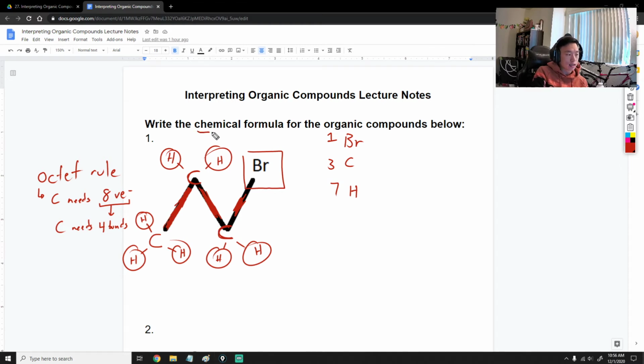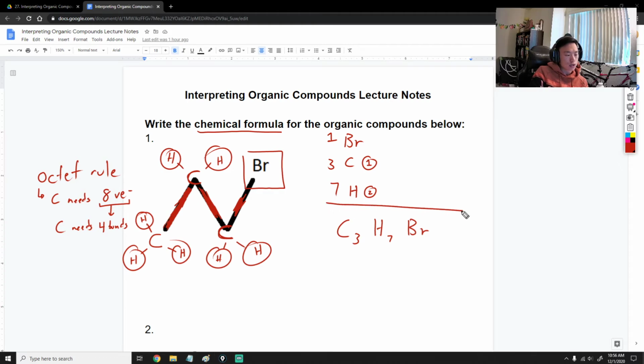Now we're going to write the chemical formula for this molecule, and you always want to start with the carbons. So 3 carbons, so it's C3, and then you want to do the hydrogens. You want to do the carbons first, and then the hydrogen second, so H7, and then whatever else last, so Br. So this would be the chemical formula for this molecule.